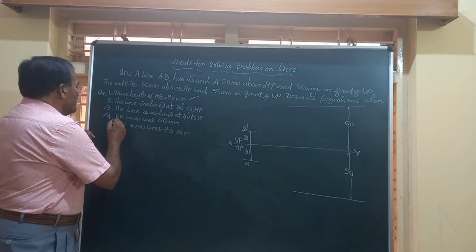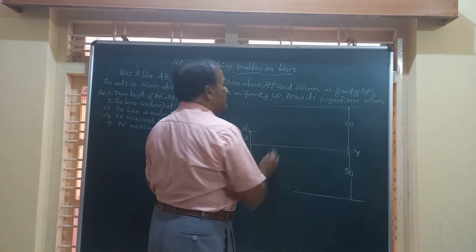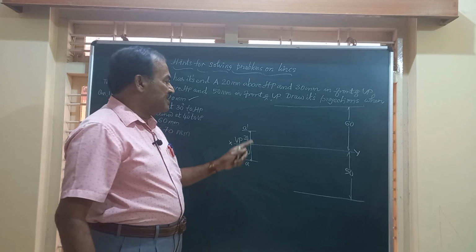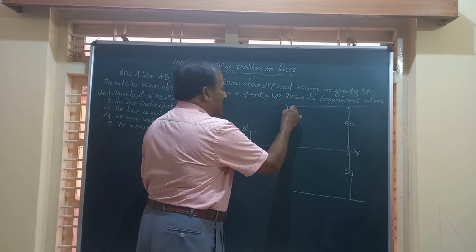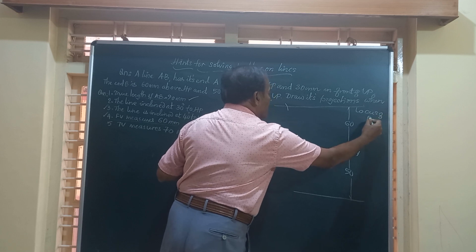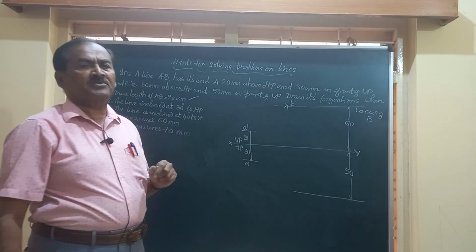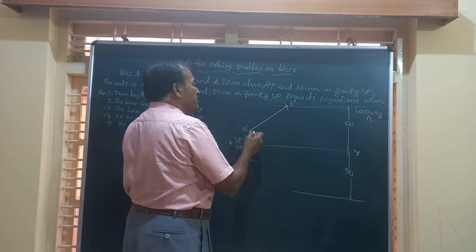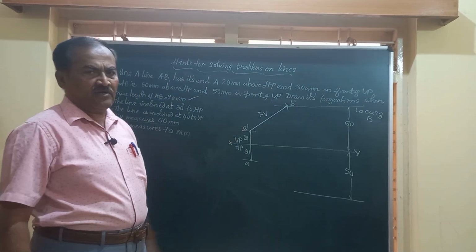The only data given is that the front view measures 60 mm. Friends, the front view is represented by A dash B dash. We have already got A dash. Now taking A dash as center and radius equal to 60 millimeter, draw an arc to cut the locus of B at this point. This is the front view. So this is going to be the point B dash. Very obviously, join A dash and B dash. The line A dash B dash will give you the front view of the line. So you have got the front view.